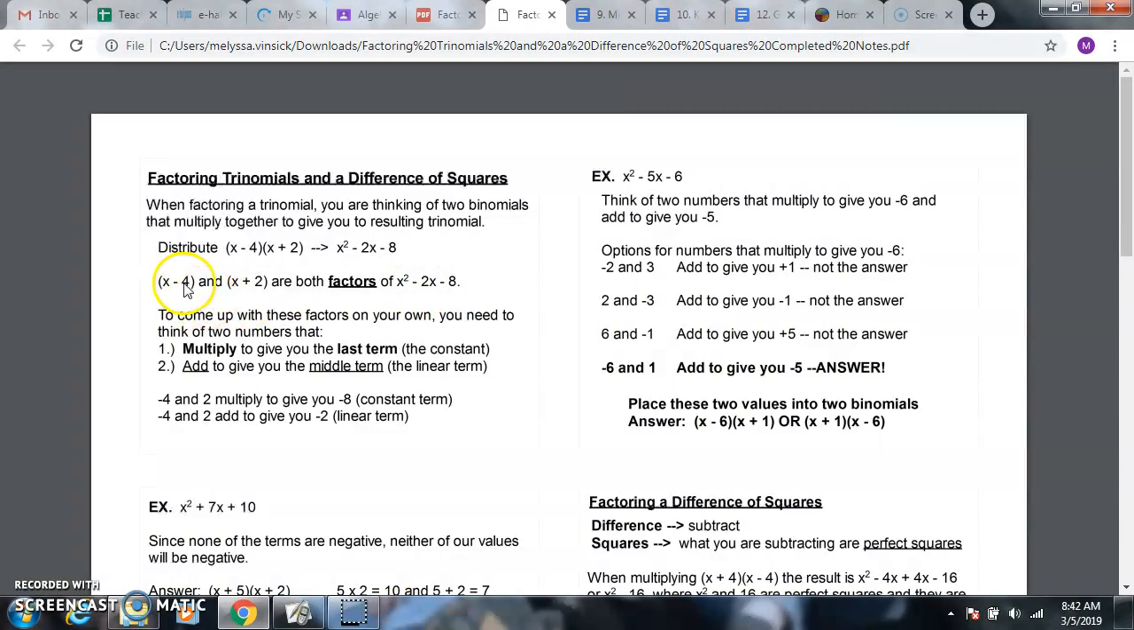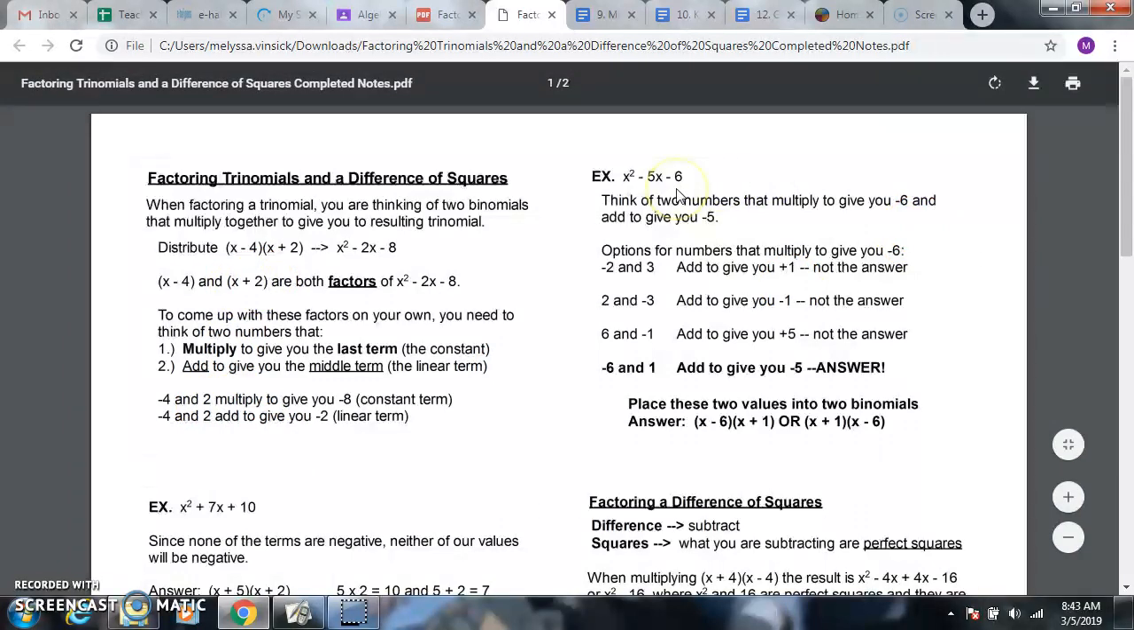If you look here, negative 4 and positive 2 multiply to give me a negative 8. Negative 4 plus 2, when I add them, gives me the negative 2 in the middle. So that's why we had an x minus 4 from the negative 4, and an x plus 2 from the positive 2.